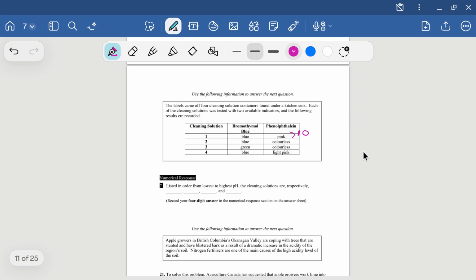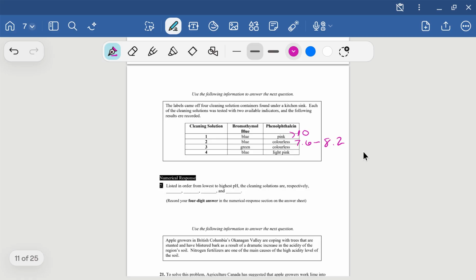The next one, if you are blue in bromothymol blue, you are higher than, what was that one? 8.2. I'm just looking at my notes here. I just might have to grab my data booklet again. And then if you're colorless in phenolphthalein, that means that you're going to be higher than 7.6 and less than 8.2, because that's when you start to be colorless.